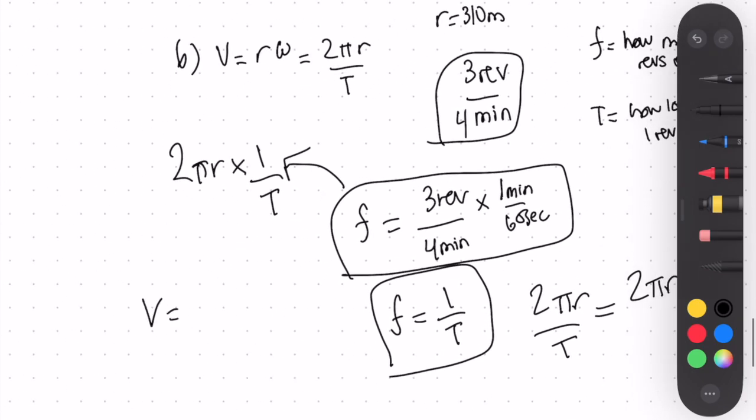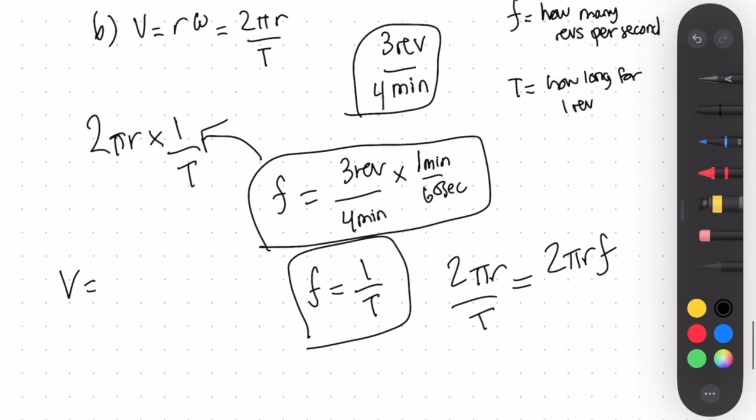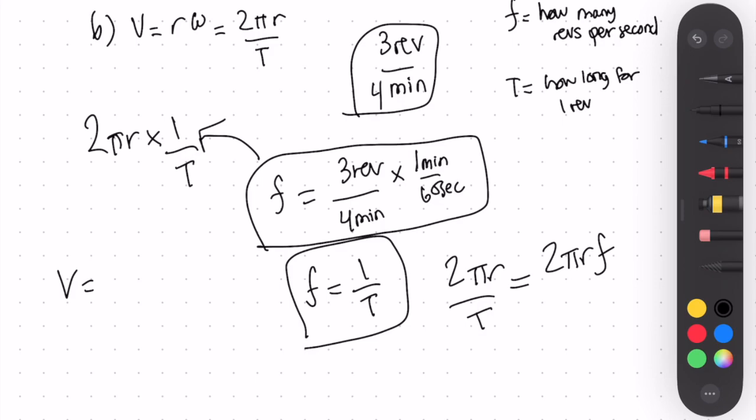I believe, let me just calculate this out real quick. So 2 pi times 310, and then I could divide by the period or multiply by frequency, same thing. And that should give me something around 24 meters per second, roughly. 24.4, 24.3, something like that, for my velocity.